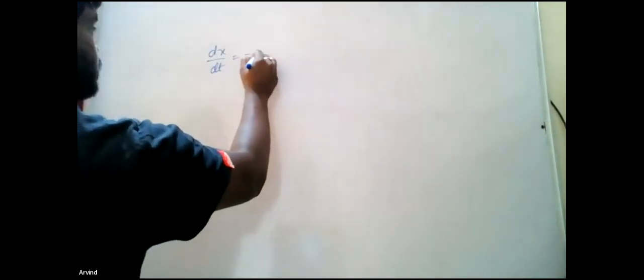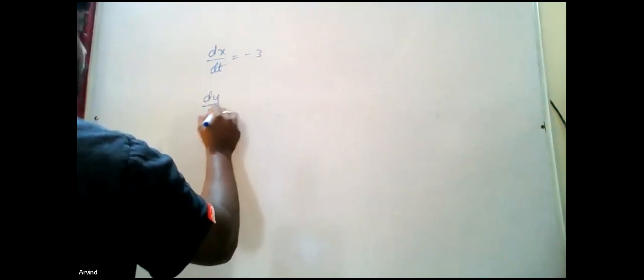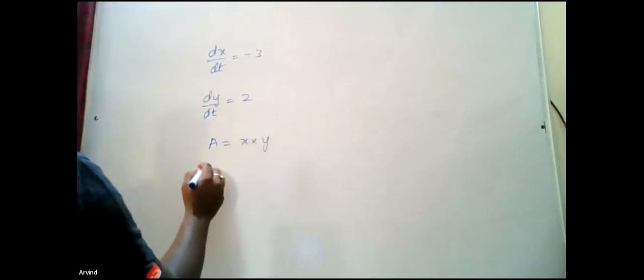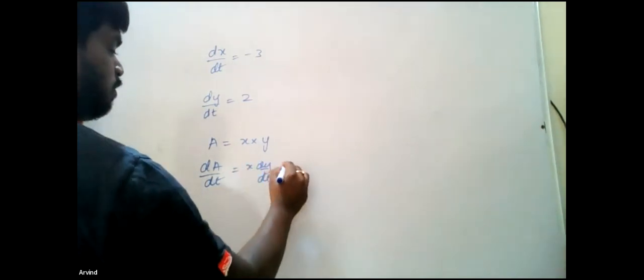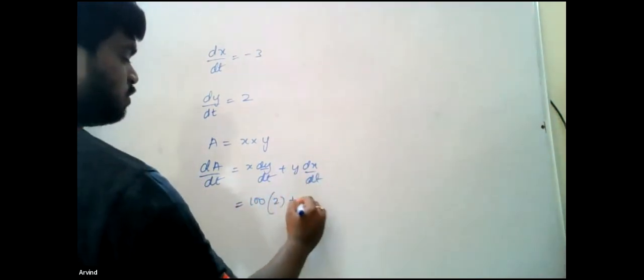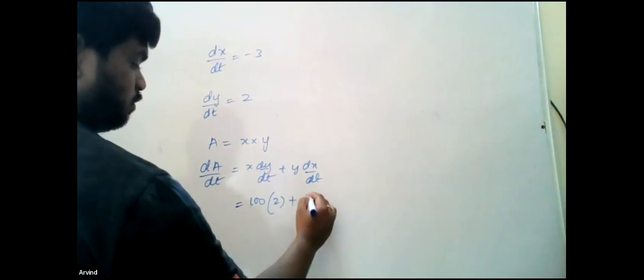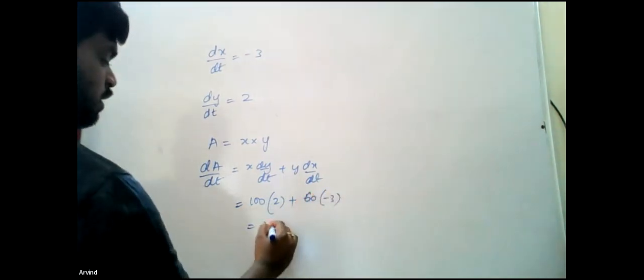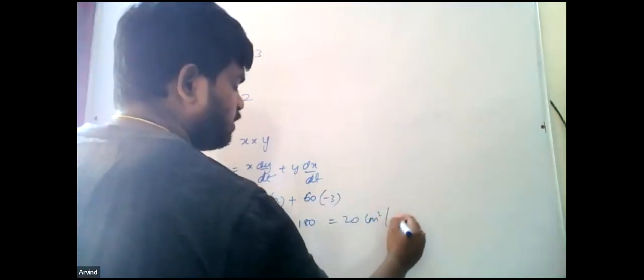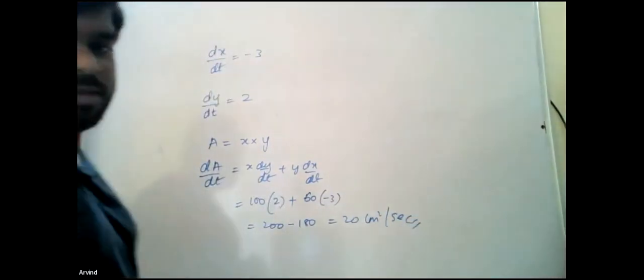So people who didn't get it, observe. The rate of change of length, length is x. dx by dt is -3 because it is decreasing. And breadth y is increasing, so it is 2. So area is x into y, length into breadth. So with respect to time, differentiate, product rule, x into dy by dt plus y into dx by dt. So substitute, x is 100, dy by dt is 2, y is 60, dx by dt is -3. So you get 200 minus 180, which is equal to 20. So area is centimeter square, so 20 centimeter square per second. That is important. So that will be the answer.